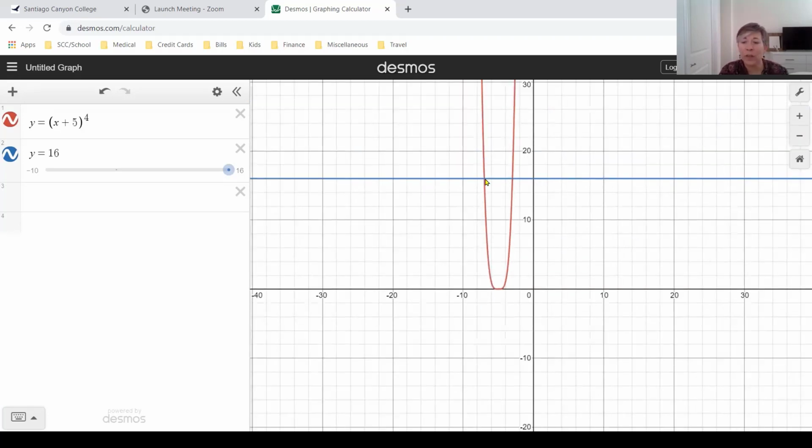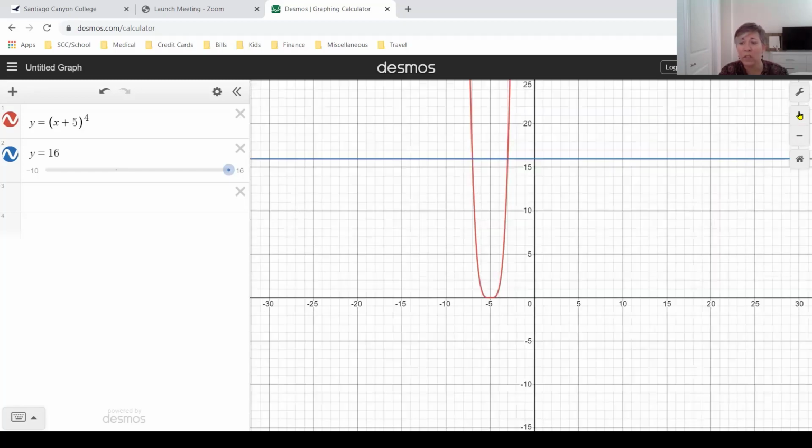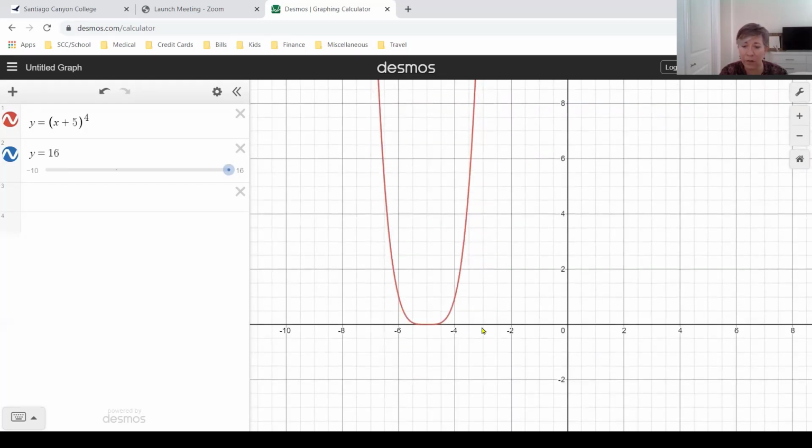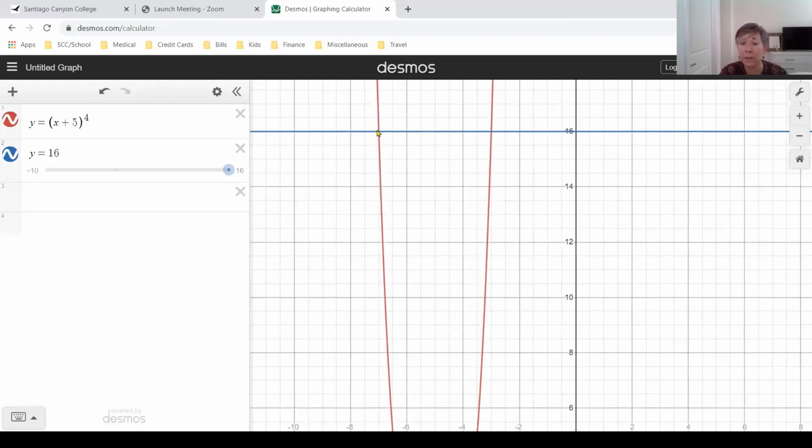So we have to determine where do they meet and where is it smaller than 16? When is the graph x plus 5 to the power of 4 less than this line, less than 16? And it would be in between these two intersection points. So we can zoom in, make sure that we know what these intersection points are, negative 3 all the way out to negative 7. You can double check it, negative 3 here, all the way out to negative 7, and notice that it's underneath, in between those two. So you can also take a look at it graphically as well.